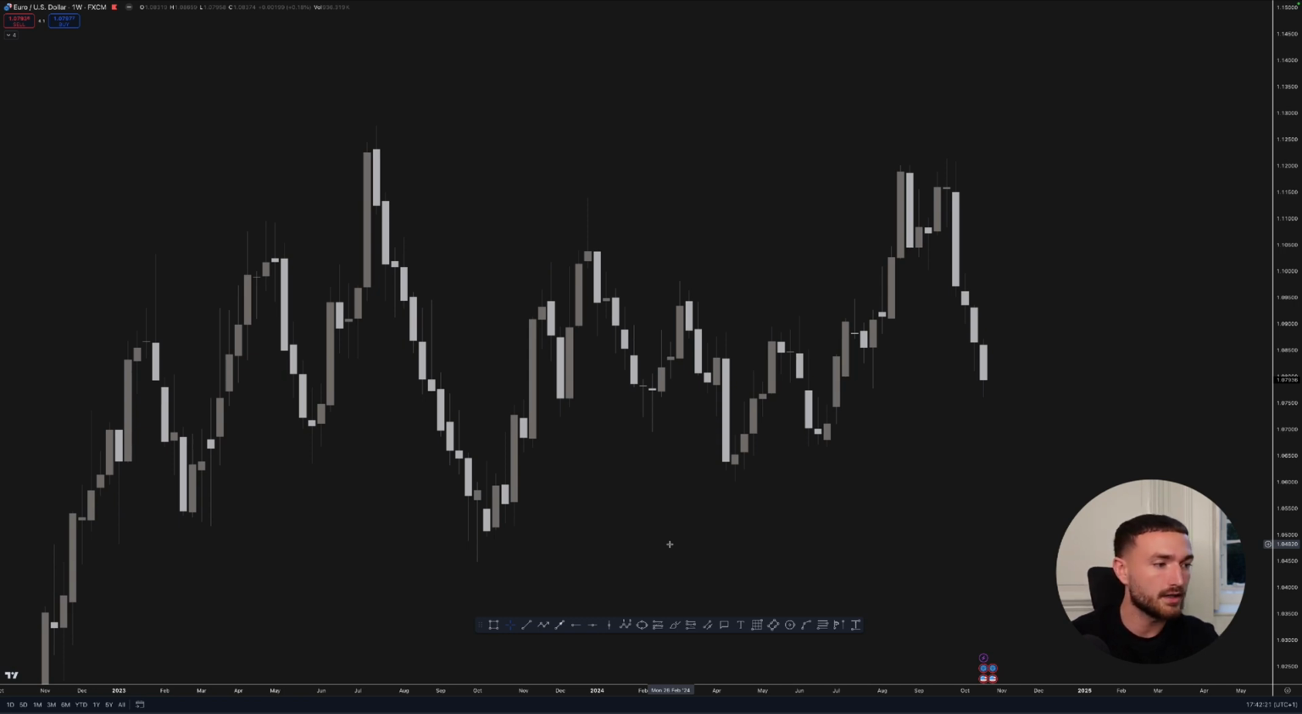So we're on the euro here. This is a weekly chart. And what I like to do before I take any sort of position, understand my weeks, I want to know where my external range of liquidity is, okay? And it's something called a dealing range.